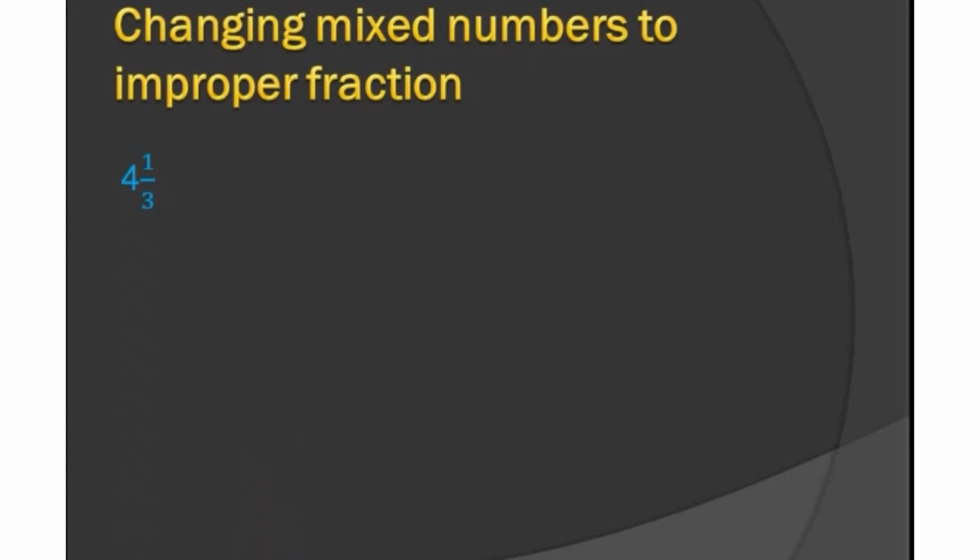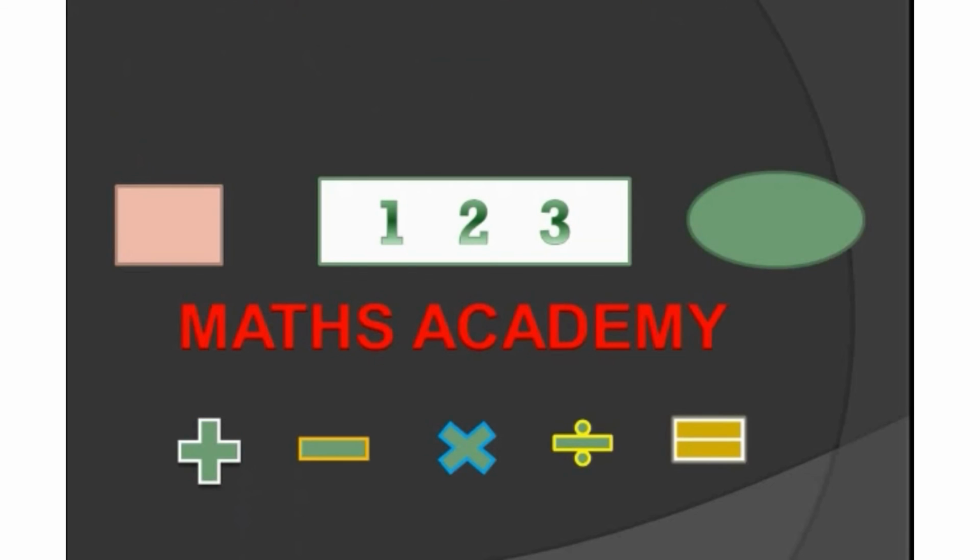4 and 1/3. First thing you do is times 4 by 3, which will give you 12. Then you add 1 to that 12, which will give you 13. That 13 is now your new numerator, and you will write back 3 as your denominator. So your answer is 13 over 3.